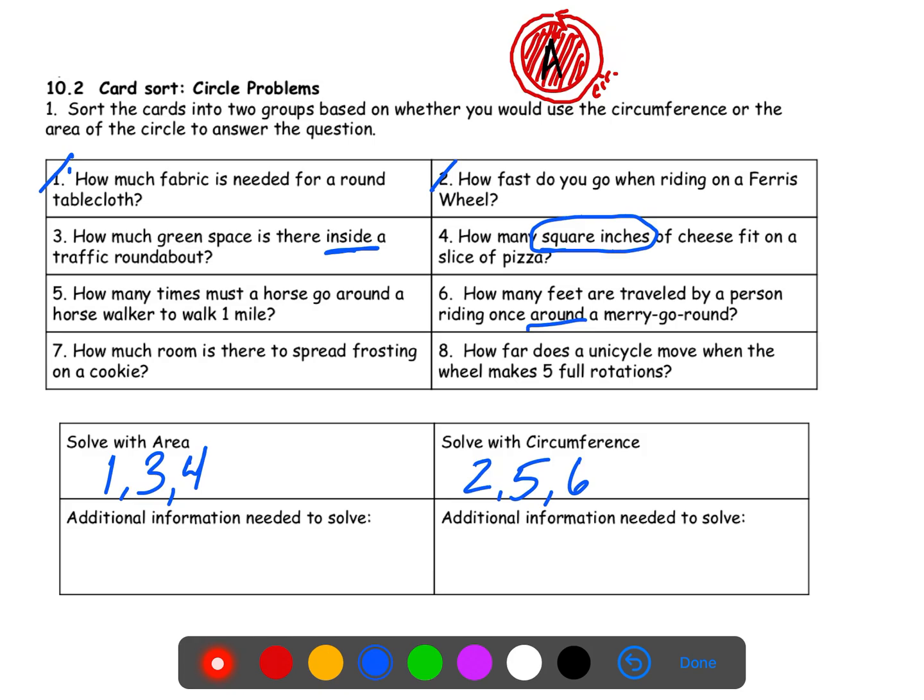7, how much room is there to spread frosting on a cookie? Well, we definitely want to cover the whole cookie, the whole surface of the cookie. So we'd be talking about area. And 8, how far does a unicycle move when the wheel makes 5 full rotations? We already talked about that. When wheels rotate, the circumference of the wheel is the distance that the wheel travels along the ground.